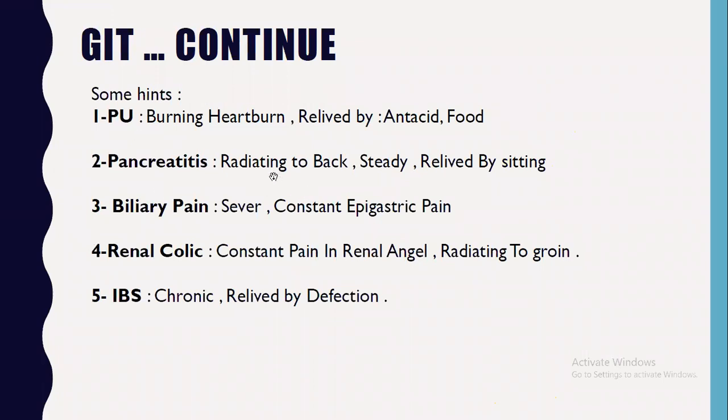If he has pain radiating to the back that is steady, relieved by sitting, you think about pancreatitis. If the pain is severe and constant, and epigastric pain, you think about biliary pain. If the pain is constant in the renal angle and radiating to the groin, you think about renal colic. If the pain is chronic and relieved by defecation, immediately you say IBS. So this is the differential diagnosis, and these symptoms are mostly associated with these differential diagnoses.